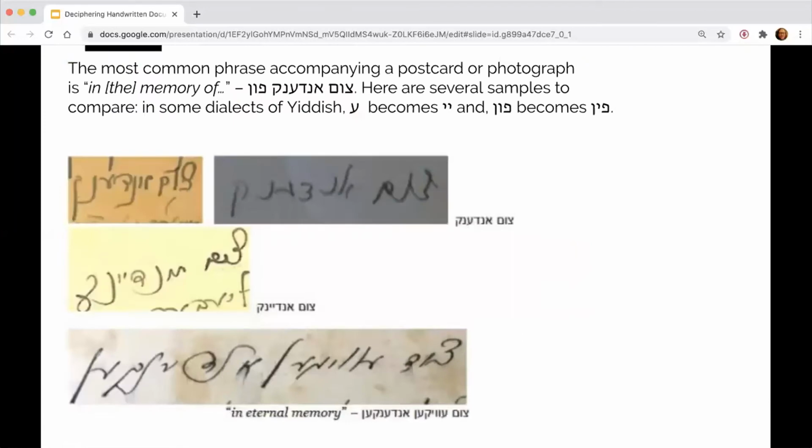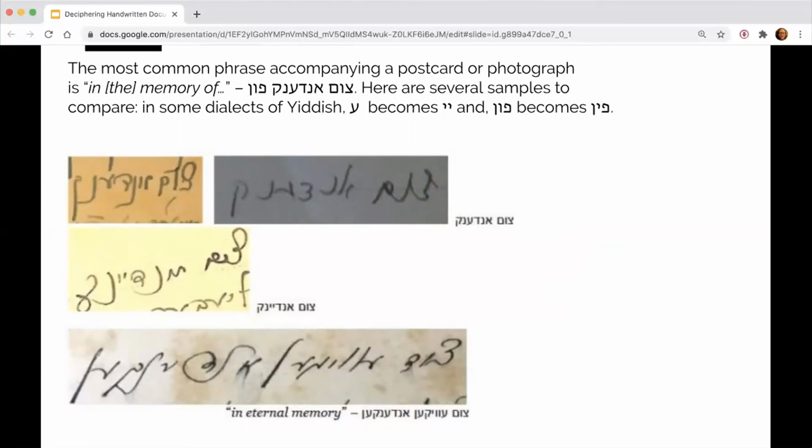The most common Yiddish phrase that you will encounter on the back of photographs, on postcards, in memory of or as a memento for, zum Andenken von, is a very common phrase that was used when people were exchanging postcards or writing an inscription on the back of a photo to say, this is the memento of this day we spent together, or this family member.